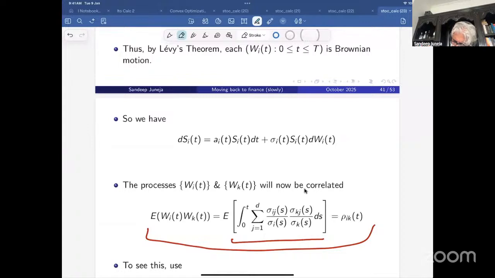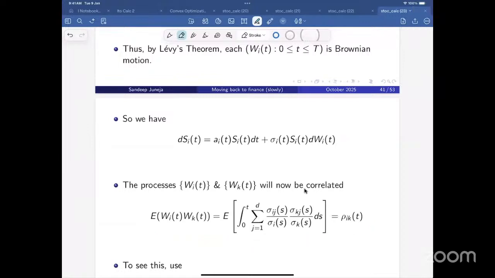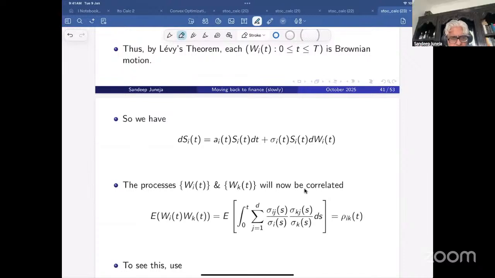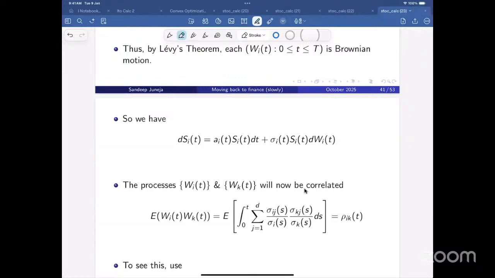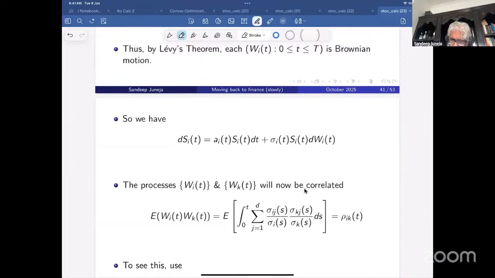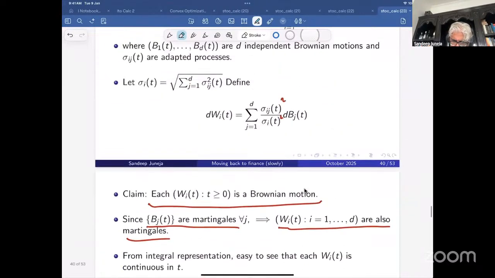I mean, that's just the basic formula for correlation, right? I need a representation of W_i(t) W_k(t), where I can take expectation and get this form. So how do I get a representation of W_i(t) W_k(t) in terms of sigma? Oh, I mean, all I know is this quantity. I only know this right now.